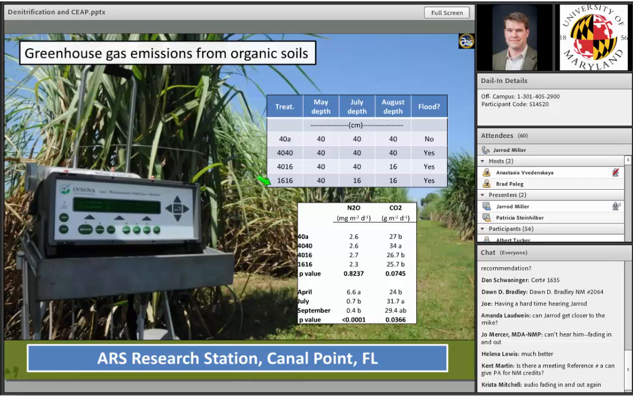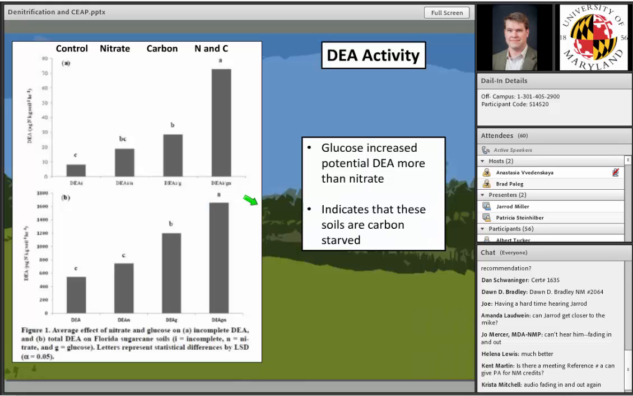The whole point of me showing you this data is where carbon becomes important in denitrification. We know nitrate's important, and we know moisture is important from what we saw in the seep data. But what we saw in Florida is, even though these were highly organic soils, this is denitrification. This is with nitrate added, this is with glucose added, and this is glucose and nitrate. So the glucose has a larger effect, particularly when combined with nitrate, than nitrate by itself. Especially down here when you come to the total.